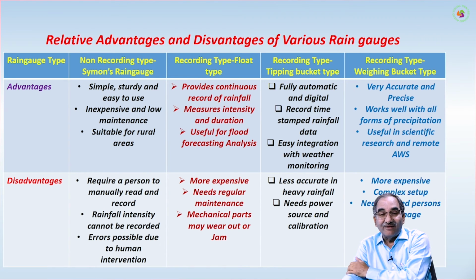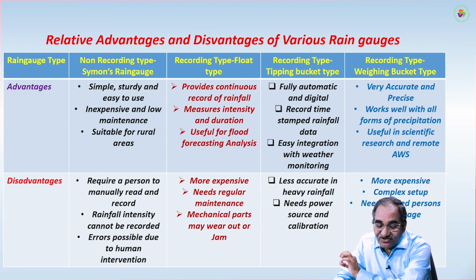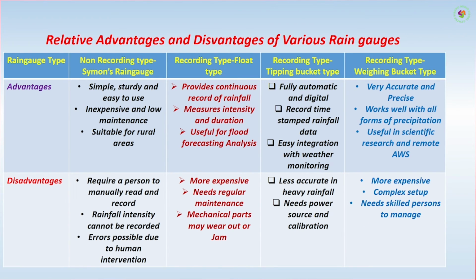Whereas the recording type, the float type, provides a continuous record of rainfall data. It measures the intensity and duration also. How long is the duration of the storm? Continuously, how much time the rainfall lasts. It is useful for flood forecasting analysis, because this is what we need if we want to forecast floods. And what are the disadvantages? Very expensive, undoubtedly. Regular maintenance is required, because the mechanical parts may get jammed. Unless you continuously maintain it, naturally it may go wrong. So that is the second.